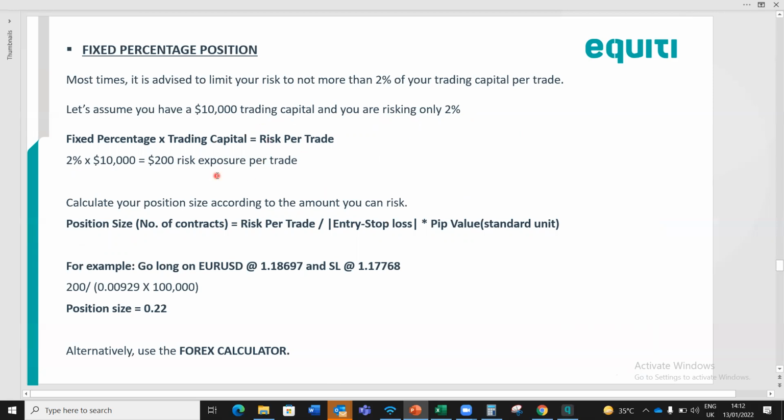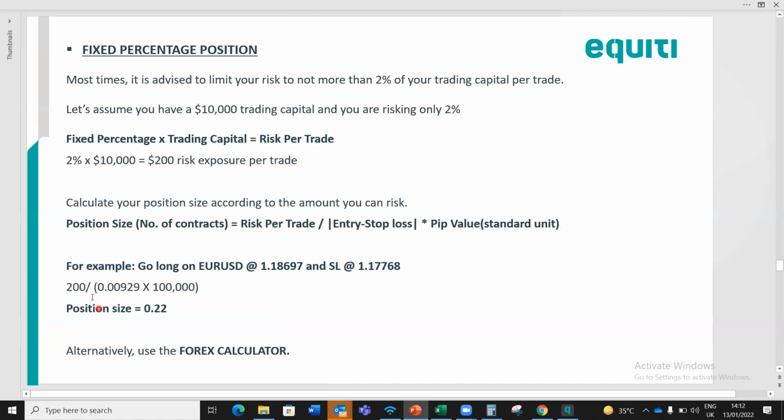Now, using the fixed percentage position, we have the fixed percentage, which is 2%, multiplied by the trading capital, which we've already determined our risk exposure per trade as $200. Now, to calculate the position size according to the amount that you want to risk, you are going to have the risk per trade divided by your entry minus your stop loss, all multiplied by your pip value standard. Now, don't get scared with all of this. It's very simple. So let me give you a perfect example to explain this formula.